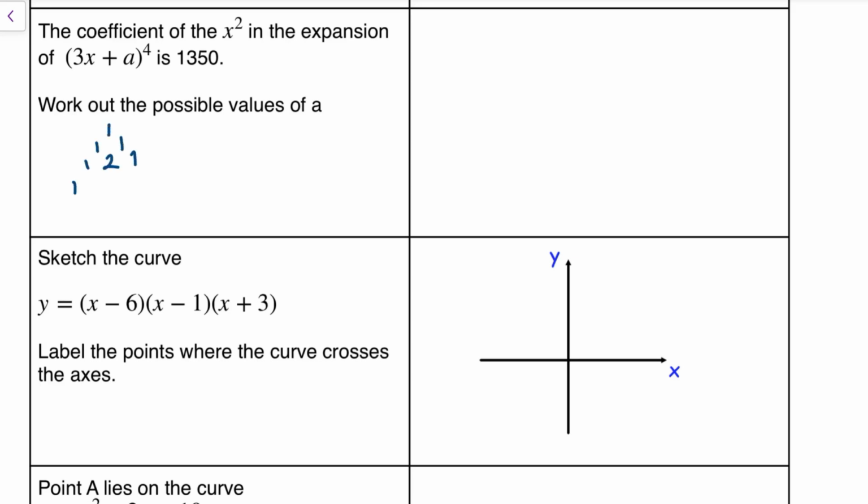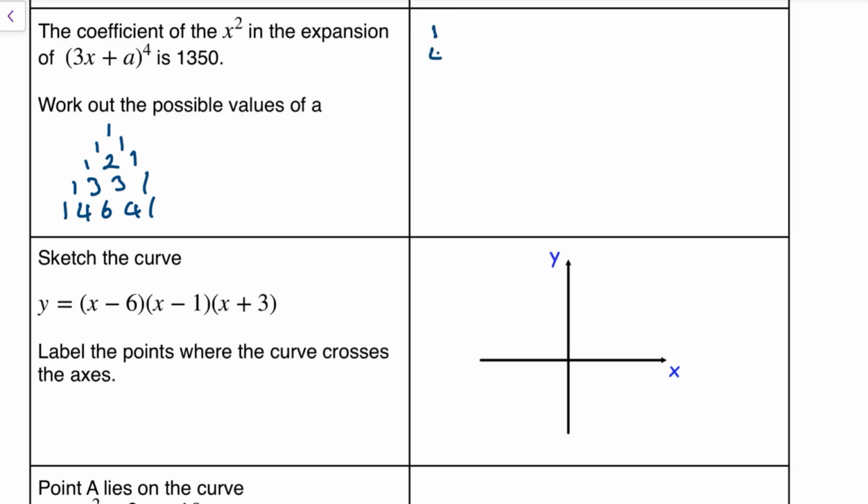So 1, 2, 1, 1, 3, 3, 1, 1, 4, 6, 4, 1. Frankly, you want to be good down to the fifth row at least, and just be very aware of what the numbers are so they don't surprise you when they come out. Anyway, I don't want to work them all out. I only want to work out x squared.